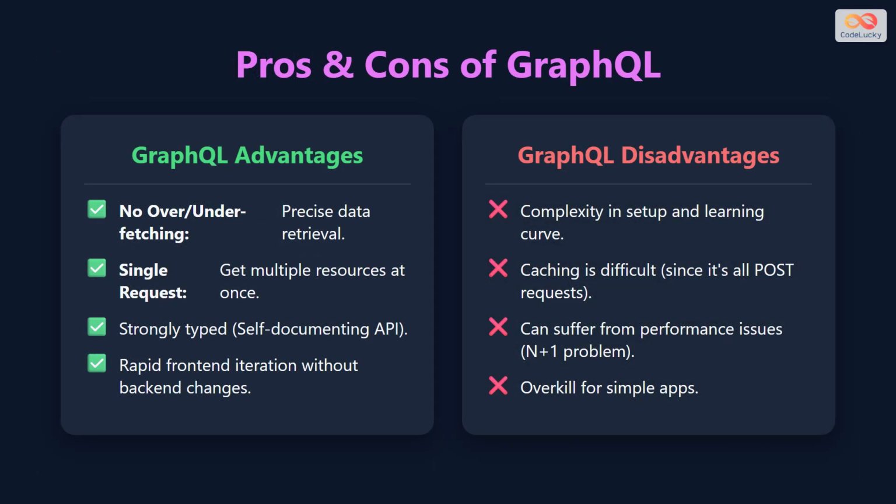GraphQL solves the main problems of REST. There is no overfetching or underfetching because you specify exactly what you want. You can also get multiple different resources, like a user and their posts, in a single request. The downsides: it is more complex to set up, has a steeper learning curve, and standard HTTP caching does not work as easily out of the box.